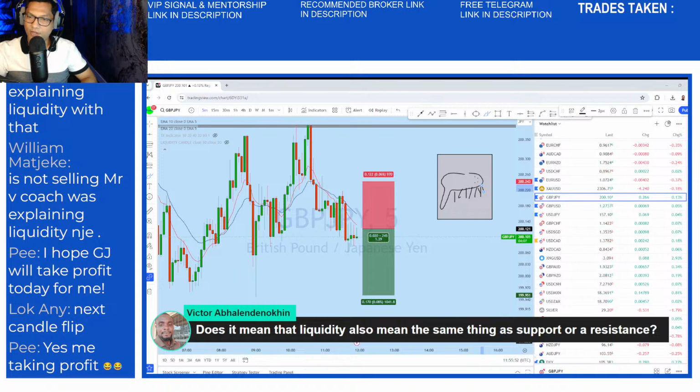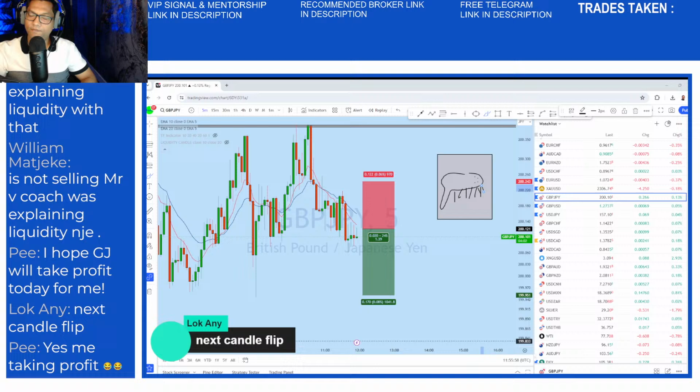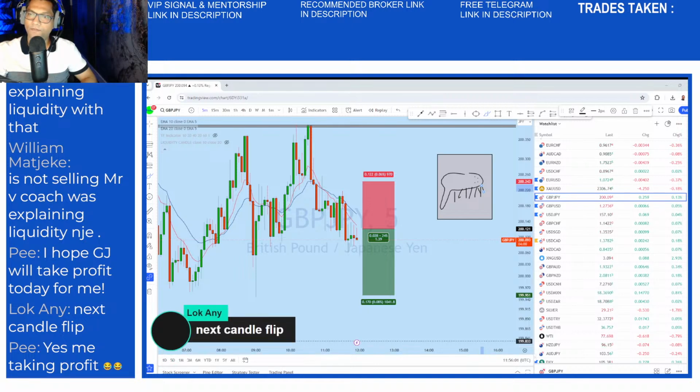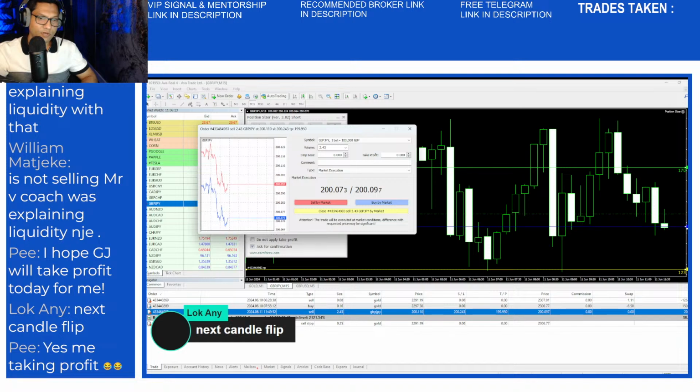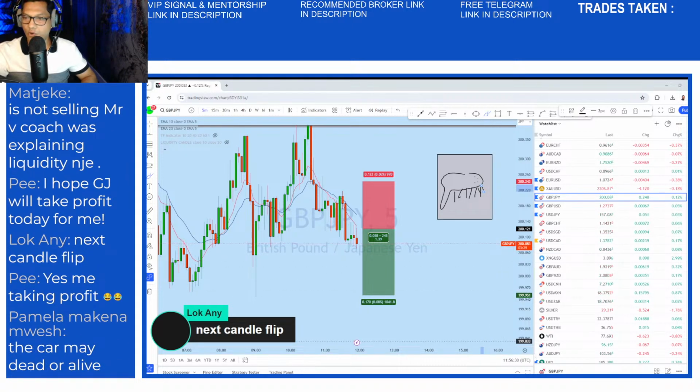Next candle flip. Okay, yeah, taking profit. Welcome, welcome. Good job. Thank you. Okay, I'm waiting for an answer. So what's going to happen if you open the box after a week? So GJ is coming down. We are running in profit. Yep, some of our profit is running on. I have some running trades ready, waiting for the price to drop back to the support.